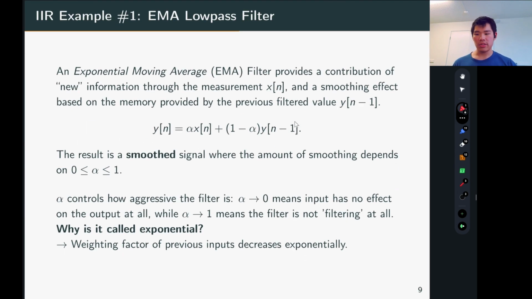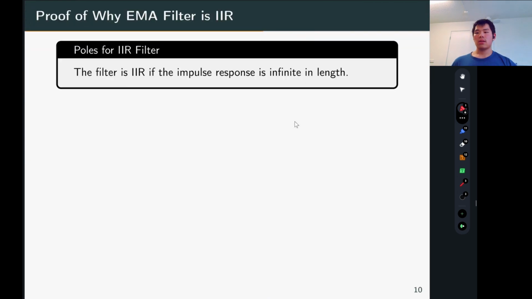And why is it called exponential? The weighting factor of the previous inputs decreases exponentially, and we will see that on the graph later. So why is the EMA filter an IIR? Well, this is a typo. Why is it not an FIR filter? A filter is IIR if the impulse response is infinite in length, hence the name infinite.